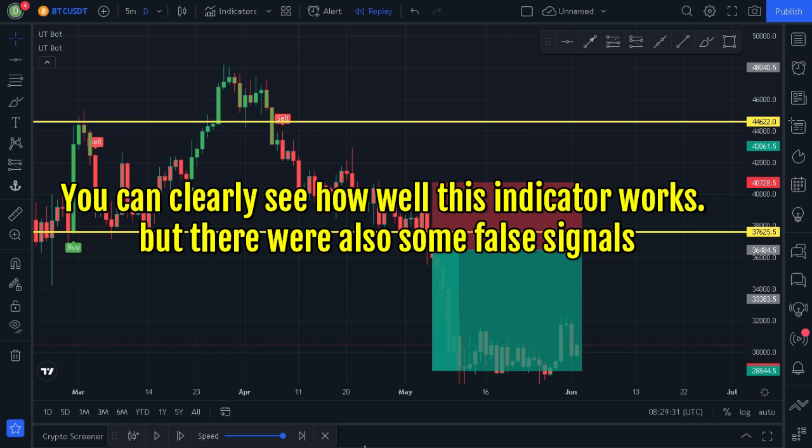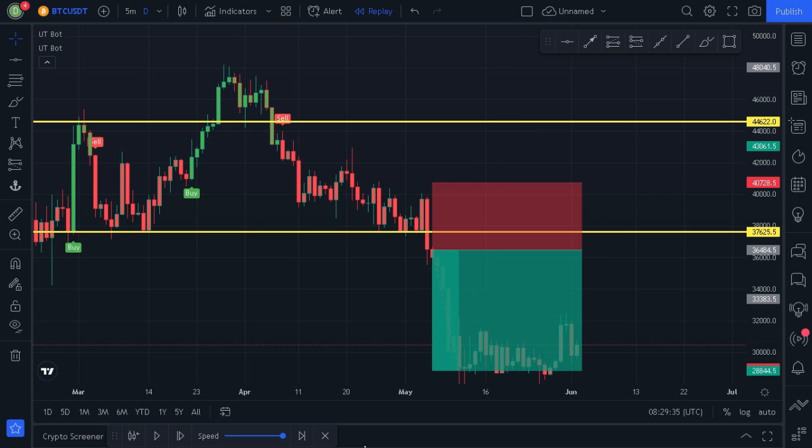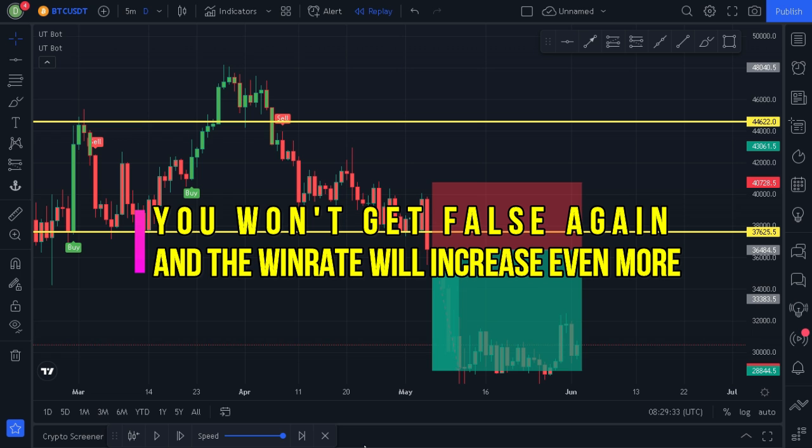Now you can clearly see how well this indicator works, but there are also some false signals. But if you add another indicator, in this case, a momentum oscillator, which I'm going to show you together with this indicator, most of the false signals will disappear, and the win rate will increase even more.